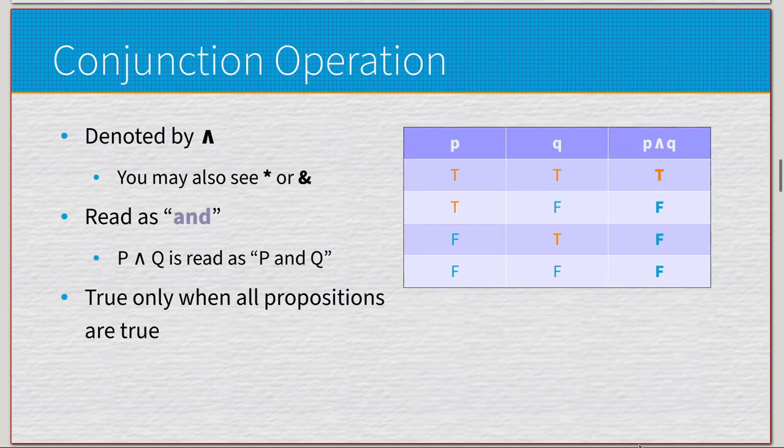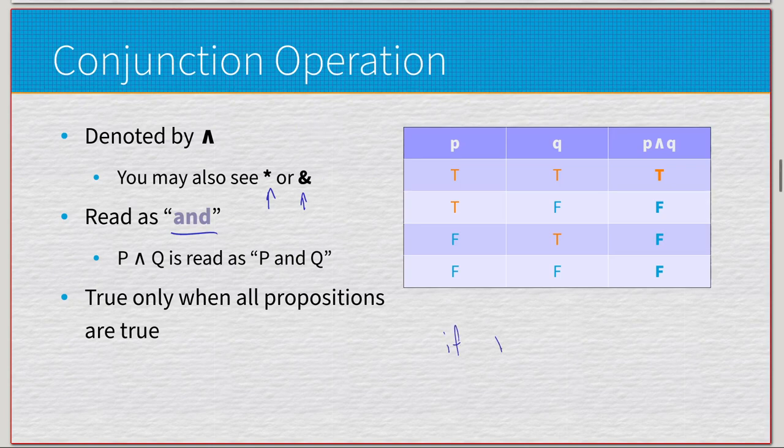Now, for the actual operations, we'll start with conjunction. It's denoted by this kind of upside down caret, and it just means "and". You might see it as an asterisk for multiplication. You might also see it as an ampersand in programming languages, doing bitwise AND operations, like in an if statement or something like that.